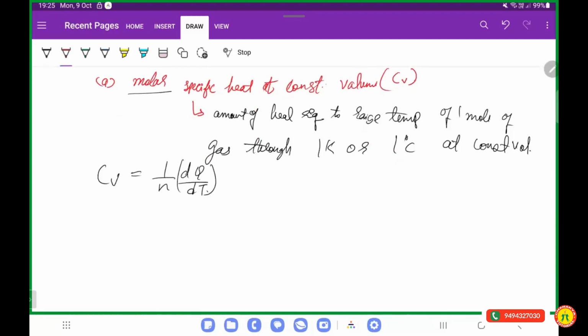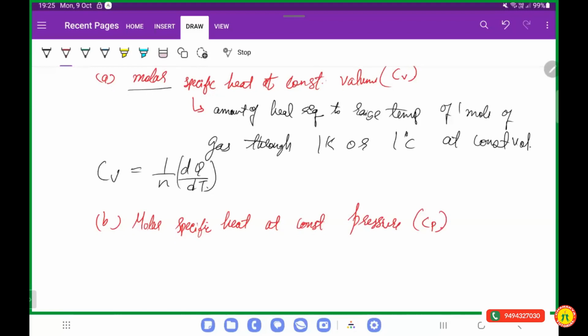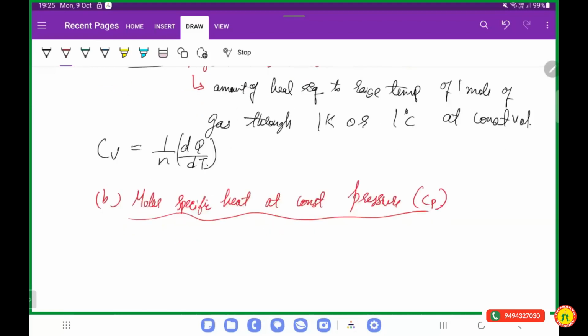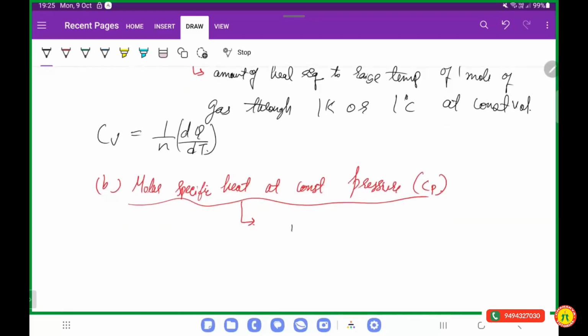Specific heat at constant pressure. Same thing, at constant pressure, we need to add. Same thing.